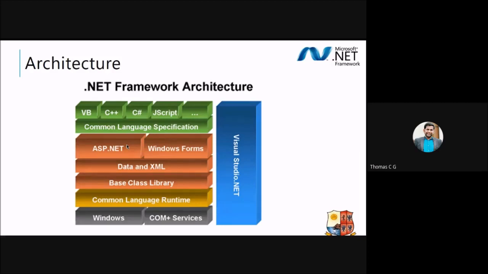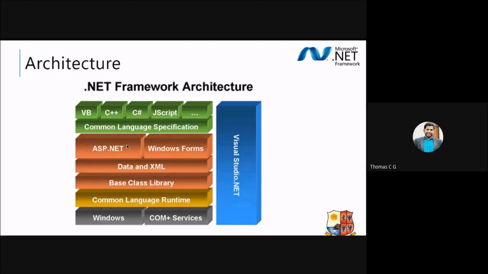Now, .NET Framework has given a set of rules. If you follow those rules, you can be part of .NET Framework. That's all. So it means it doesn't matter which language. Maybe you have created your own language. You just want to see whether .NET will support it. Yes, just go and check the common language specification.